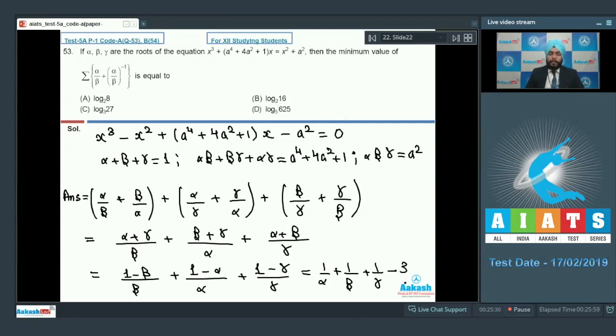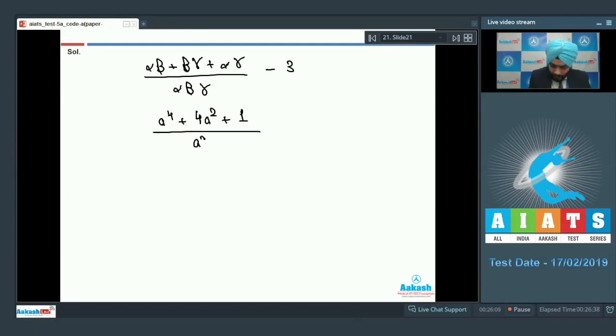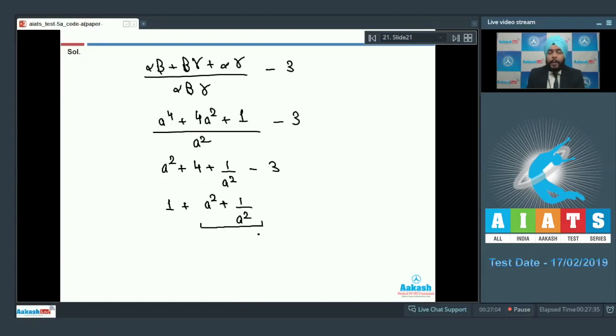And for 1 by alpha plus 1 by beta plus 1 by gamma, we can take the LCM. So we will have (alpha beta plus beta gamma plus alpha gamma) upon alpha beta gamma minus 3. So we have (a power 4 plus 4a square plus 1) upon a square minus 3. So a square plus 4 plus 1 by a square minus 3. So 1 plus a square plus 1 by a square. So a square plus 1 by a square, by applying the AM-GM inequality, we know that it is greater than or equal to 2. So the answer is greater than or equal to 3.